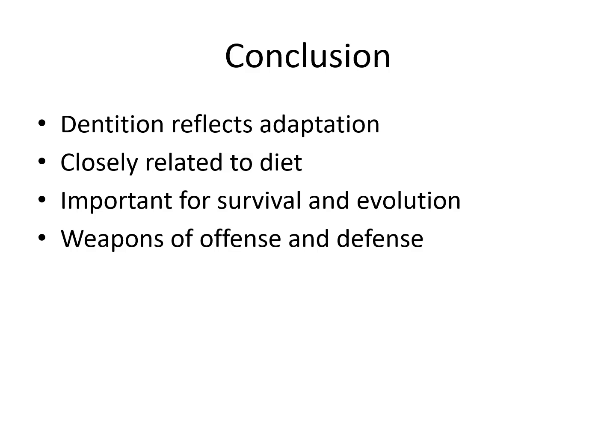Overall, dentition in mammals is a remarkable example of biological adaptation. The structure and type of teeth are closely linked to the animal's diet and lifestyle, enabling efficient feeding and survival. Beyond feeding, teeth also play a role in defense and competition. Thus, dentition not only supports basic life processes but also reflects the evolutionary success of mammals in diverse environments.